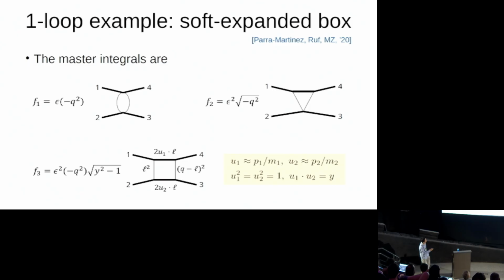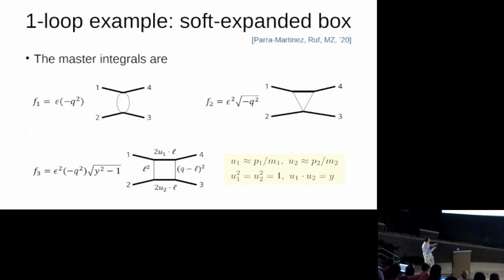So yeah, I'll just flash a very small toy example. For the soft expanded box, in fact, this is even simpler than the massless box example you see in quantum field theory calculations, because there are only two master integrals in the soft expansion. You have the box master and the bubble master. The triangle master completely decouples due to some parity in the power counting.